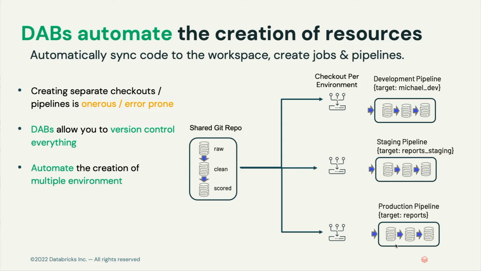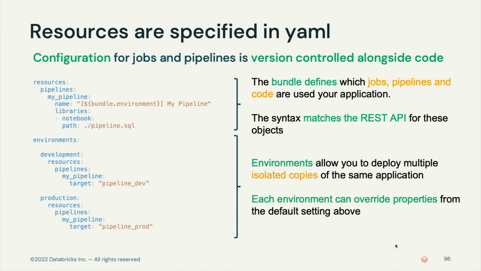And the idea here is, instead of having this onerous, error-prone process where you create these things manually, DABs allow you to version control everything, not only your code, but also the jobs, notebooks, clusters, and pipelines that exist inside of your Databricks workspace. If you're familiar with Terraform, this is actually built on top of Terraform. It's a simpler version of Terraform specifically for Databricks. And the really cool thing about this is now we can automate the creation of all of these separate isolated environments.